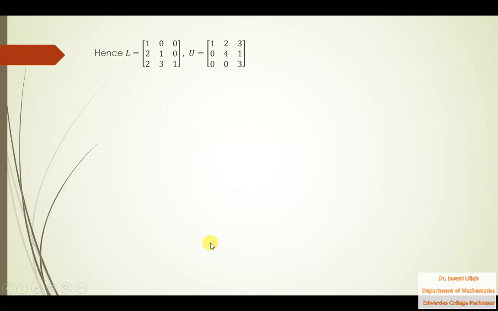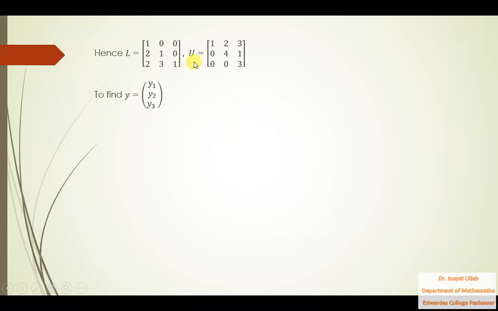So in the next slide, L is equal to 1 0 0, L21, 1 0, L31, L32, and 1, and U is U11, U12, U13, U22, U23, and U33. So we have obtained the values of L and U.